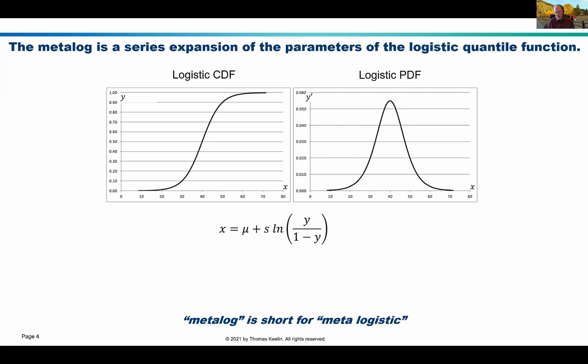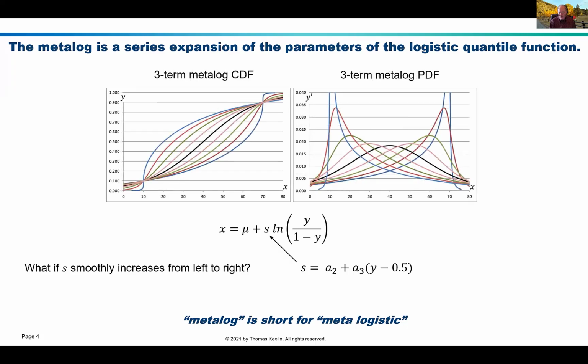But look how simple it is. The mu is the mean. The S is usually a constant, proportional to the standard deviation. This is the beginning of the Metalog. And here we modify the logistic distribution by asking the question, what if S, the spread parameter, smoothly increases from right to left? Well, that thought experiment leads one to think that you might get a right-skewed distribution. And here I've modeled S as just a simple linear function of cumulative probability y. And by doing that, we have all these shapes available to us. This is, in fact, the 3-term Metalog distribution.